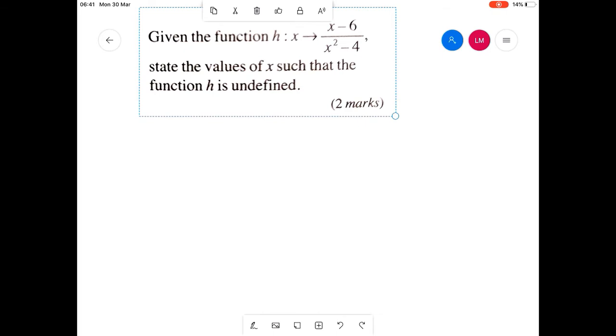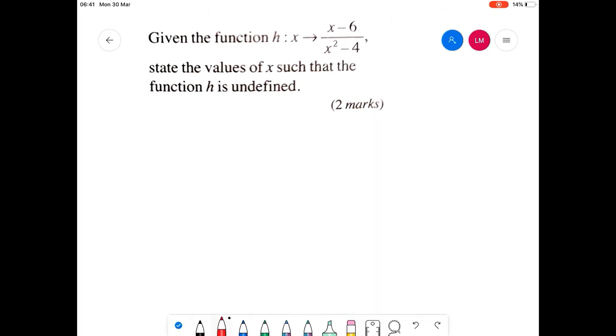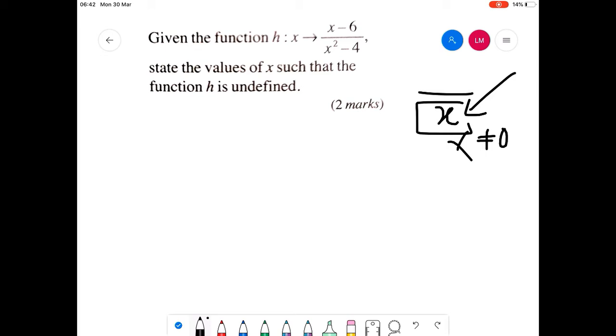Okay, so for this question, we have h(x) equal to (x minus 6) over (x squared minus 4). State the value of x such that the function is undefined. Whenever you have a fraction, if x appears at the denominator, the whole denominator cannot be equal to 0. Okay, because when you press the calculator, 5 divided by 0, you'll be getting undefined. 7 over 0 is also undefined.